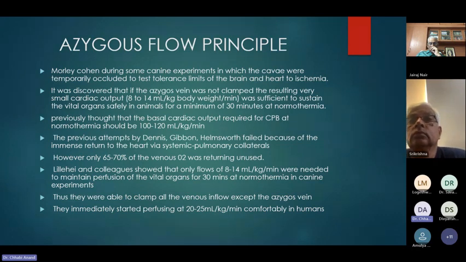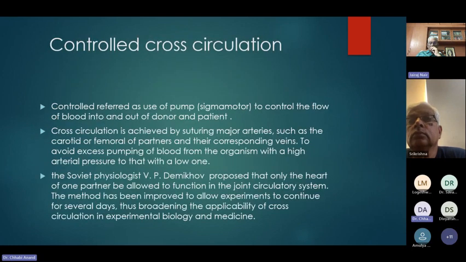Thus, they were able to clamp the venous inflow except the azygous vein. They immediately started perfusing at 20 to 25 ml per kg per minute comfortably in humans. Controlled cross circulation.